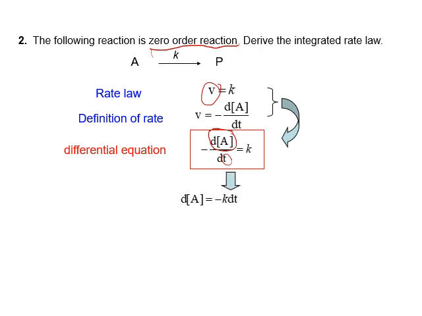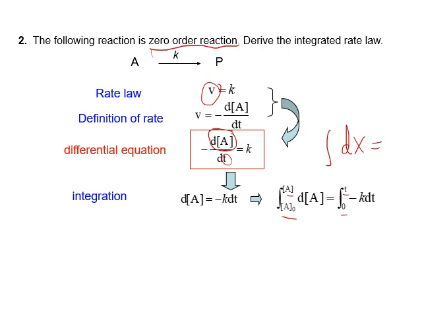Okay, and therefore the left side only has dA, the right side only has dt. And now we can integrate. Note that we integrate from the initial concentration of A to the final, and time from 0 to t. We know that the integration of dx with constant 1 is just x, and therefore the left side is just the concentration of A.